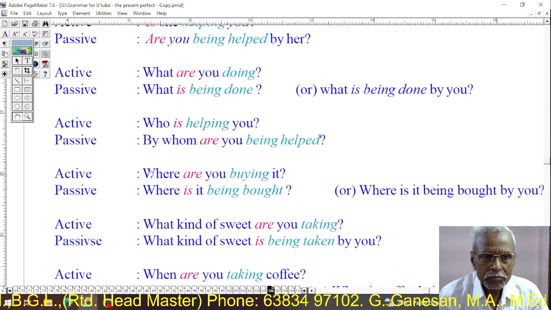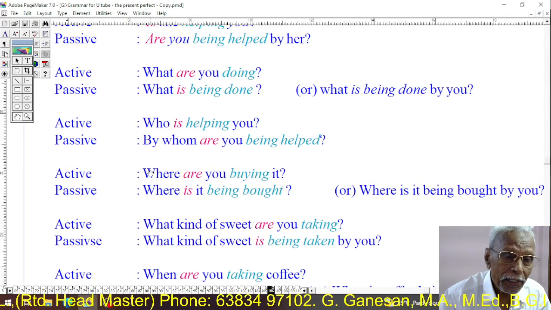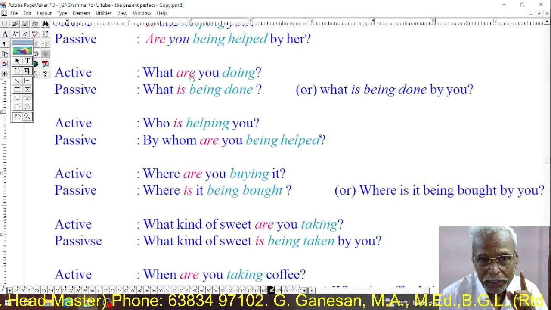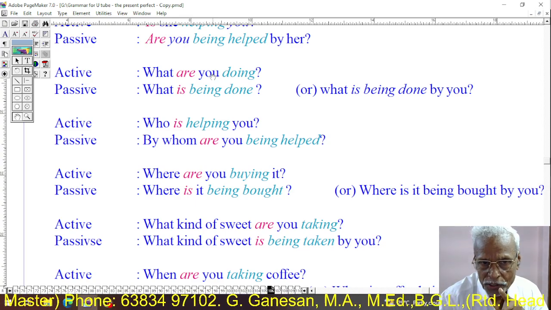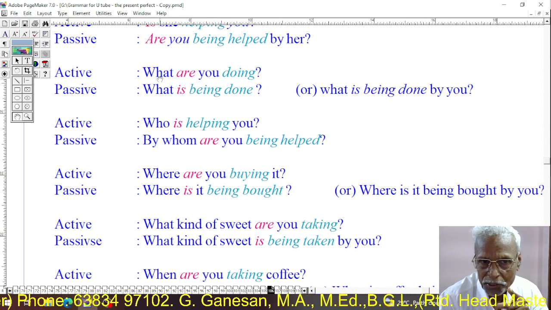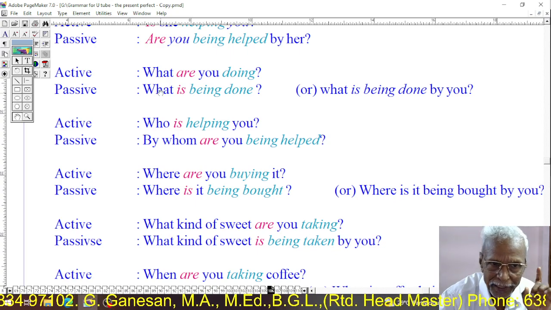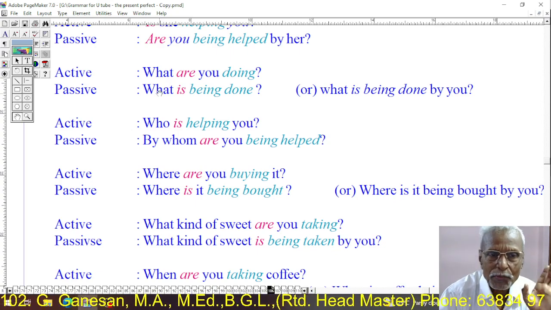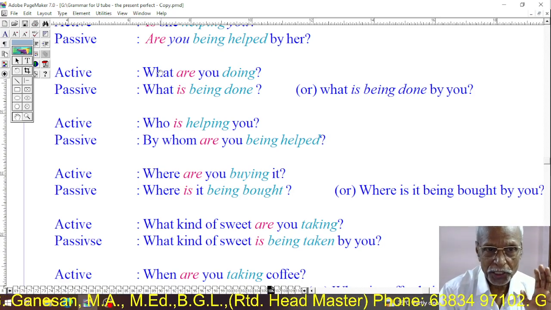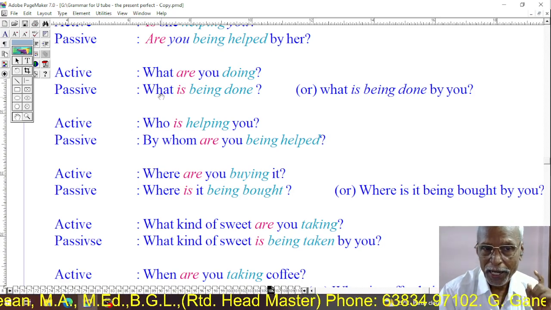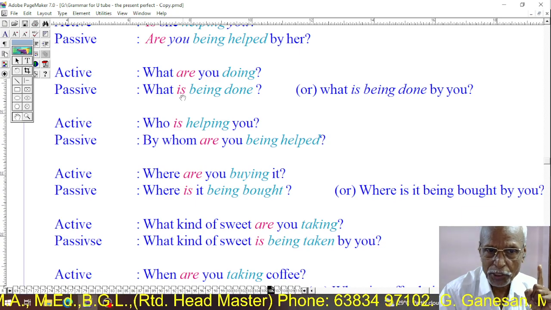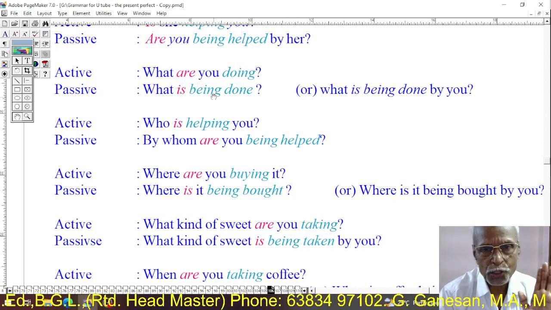What are you doing? What is being done? Dear students, here in the active sentence, the subject is "you" and the object is "what". It is a question word as well as the object. Here, "what" itself is the object in the active voice, and in the passive it is the subject. As it is singular, "are" has been replaced by "is". Other things have been done as usual.